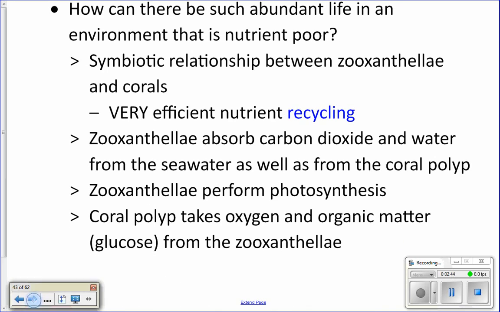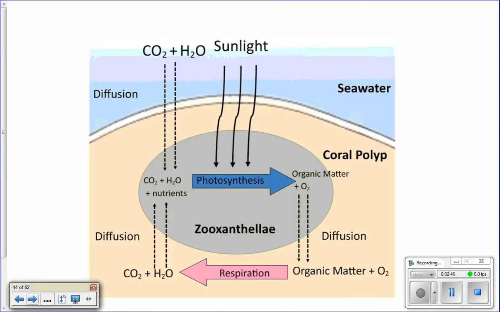Here's a picture to hopefully help you see that a little better. You can see carbon dioxide, water, and nutrients are used by the zooxanthellae to do photosynthesis. They make sugar and oxygen, and pass it to the coral, which takes the sugar and oxygen, does cellular respiration, and makes what the zooxanthellae need in order to continue to do photosynthesis. So they pass these nutrients back and forth, and they're very good at recycling it.